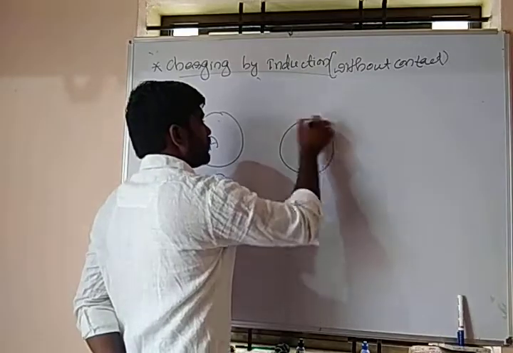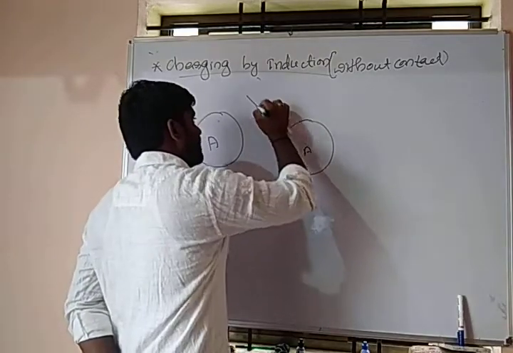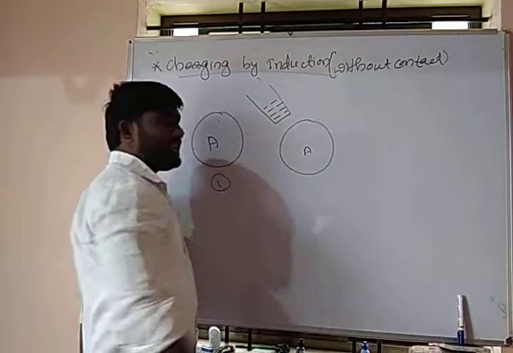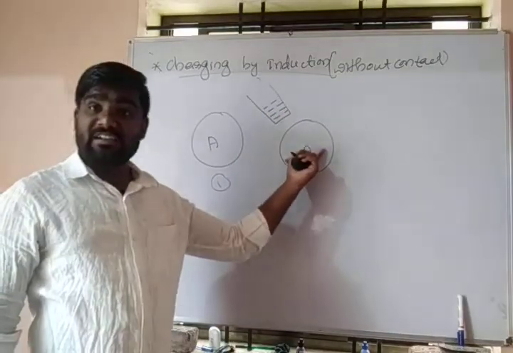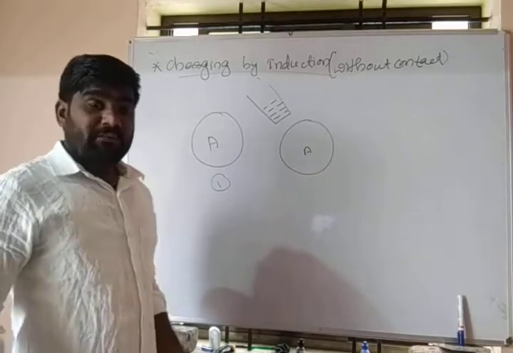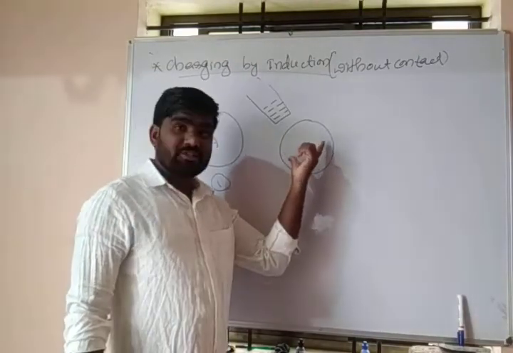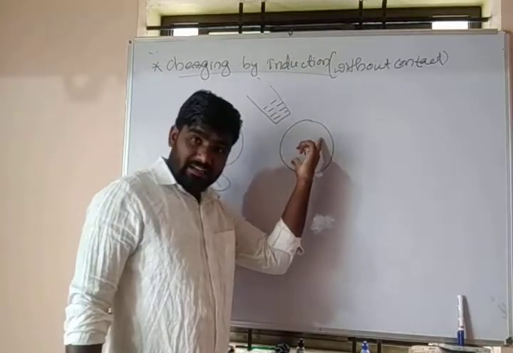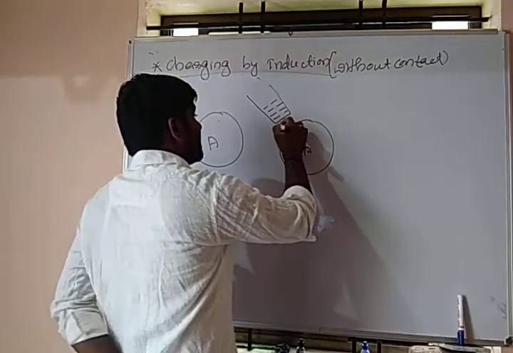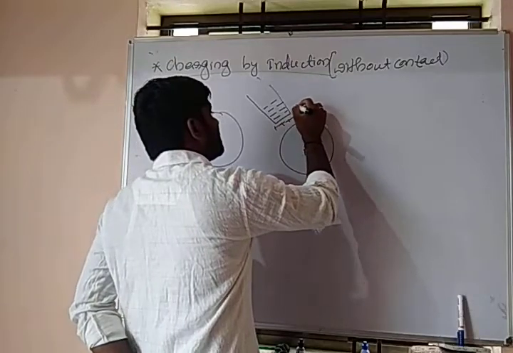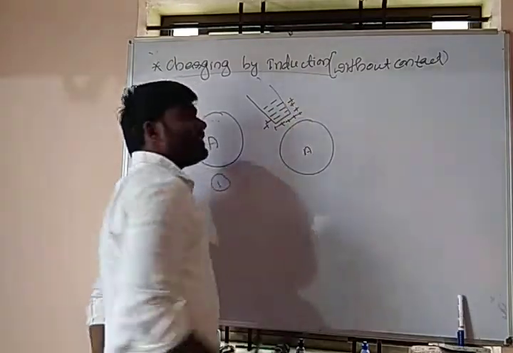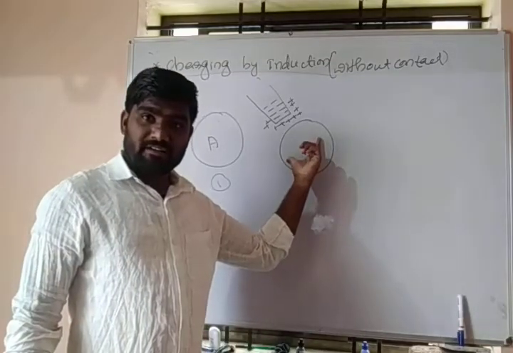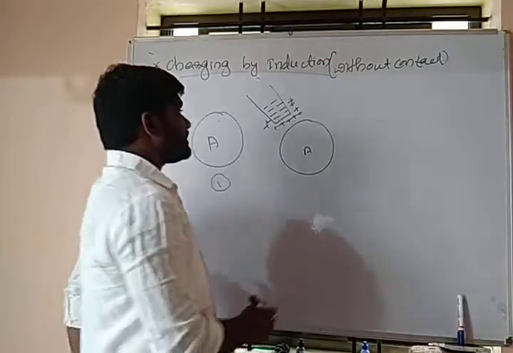In figure 2, what am I doing? I am bringing a negatively charged particle near to the sphere A. Here what happens? Whatever positive charges are present in the sphere A are attracted to the rod, then only negatively charged particles remain. Okay, only negatively charged particles remain.